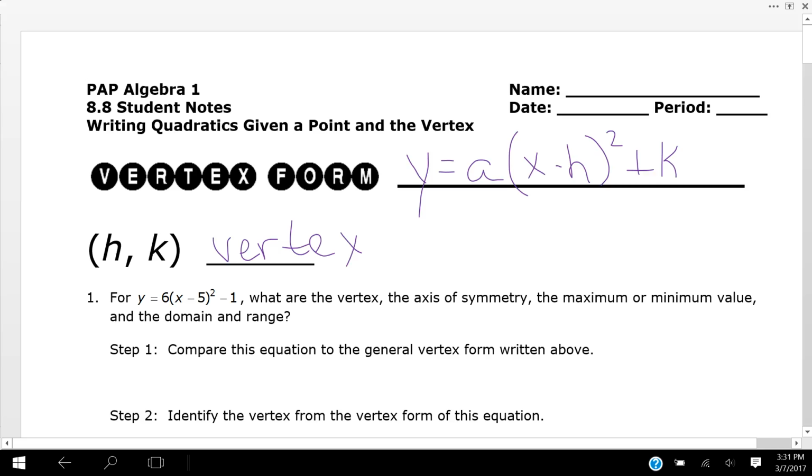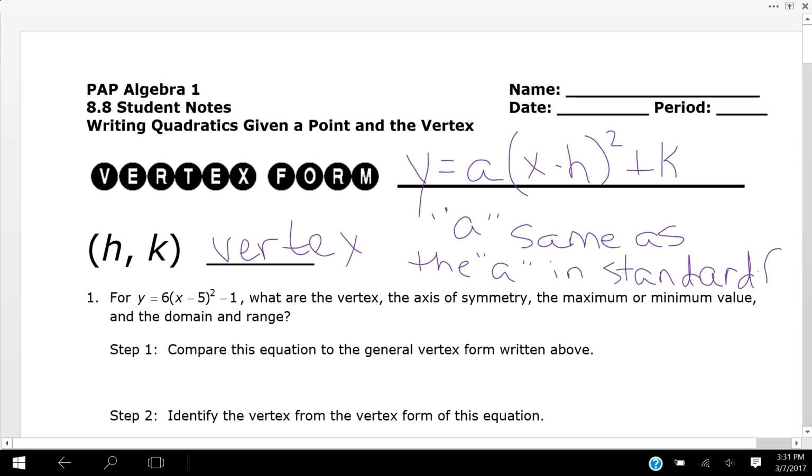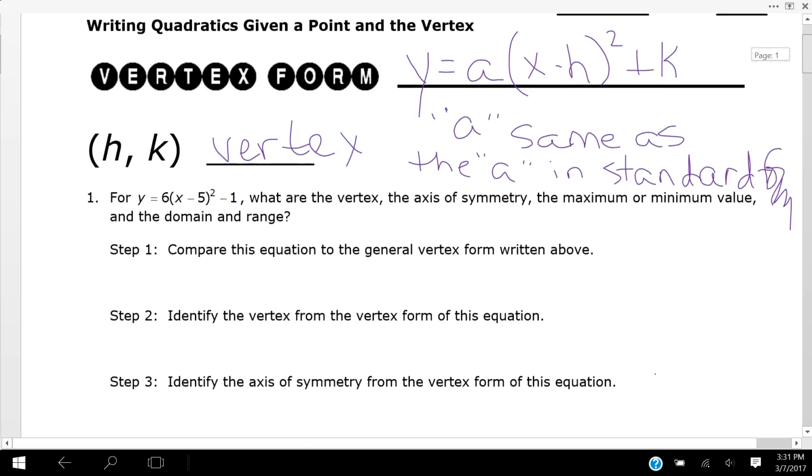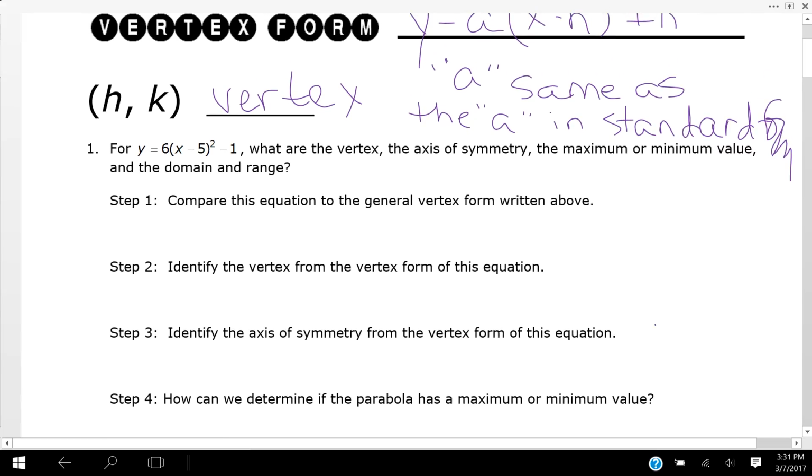A is the same as the A in standard form. So when you're looking at that A, it's the same A as in ax squared. Okay, so let's go ahead and look at number 1.